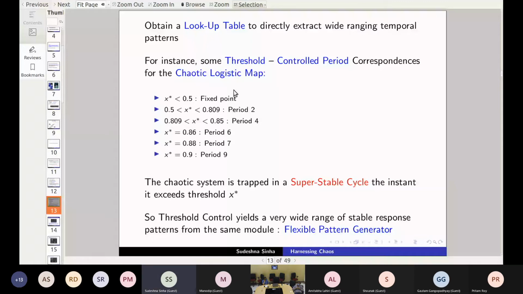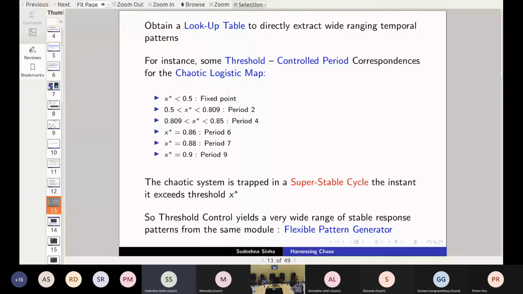And one could also show that this chaotic system can be trapped in a superstable cycle, which means it's very robust the instant it exceeds threshold. So there's not much transience. So fatafat, it gets caught and sticks there forever. So what do we get out of it?